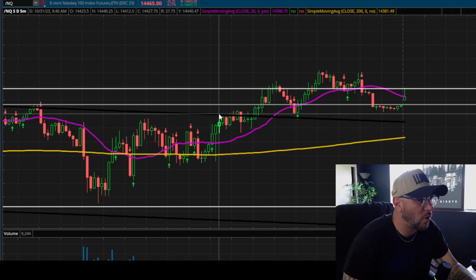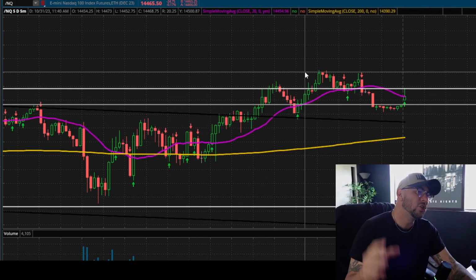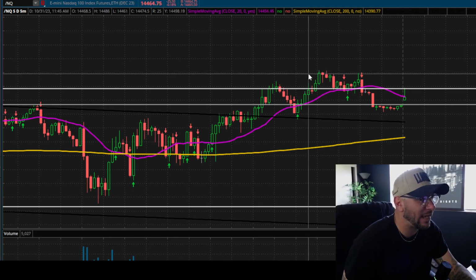Then it broke up towards this linear regression, traded sideways, and I took a little bit of gains there. It pulled back, stayed over the 20, and then I took that next breakout again. So I took a lot more trades than I would have liked to today.